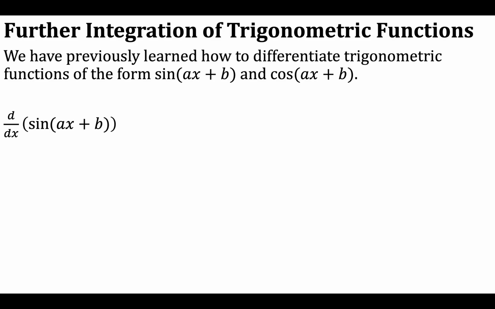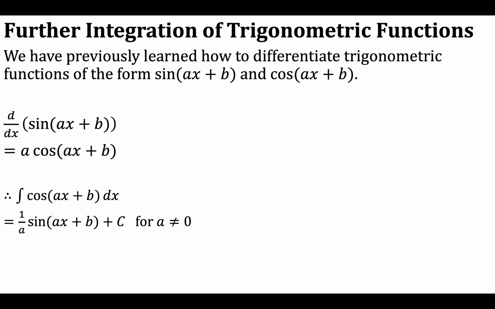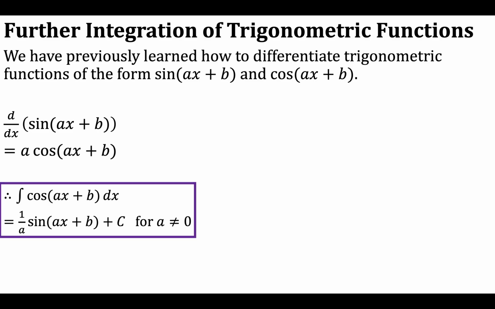So if we have d by dx of sine of ax plus b, we know that the derivative is a multiplied by cos of ax plus b. So it then holds true that the integral of cos of ax plus b with respect to x is equal to 1 over a, sine of ax plus b, plus our constant of integration, for a not equal to 0. So just remember that integration is the inverse of differentiation, and that's why this holds true here. Now, this formula is given in the formula sheet in the exam, so you don't need to remember how to do that, but you do obviously need to know how to use it.